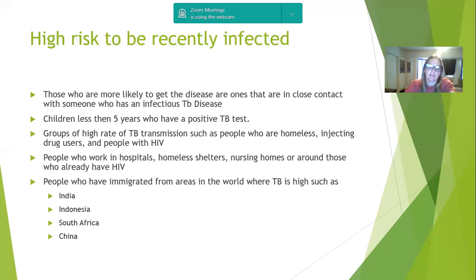Those at high risk of being recently infected or more easily infected are those more likely to get the disease, such as those in close contact with someone who has an infectious TB disease, children less than 5 years who have a positive TB test, and groups with a high rate of TB transmission, such as people who are homeless, injecting drug users, and people with HIV.